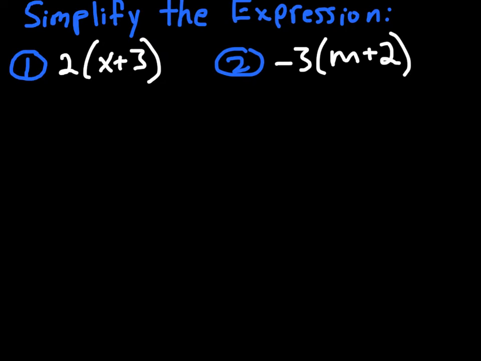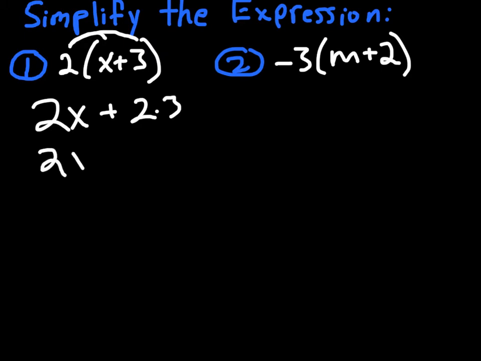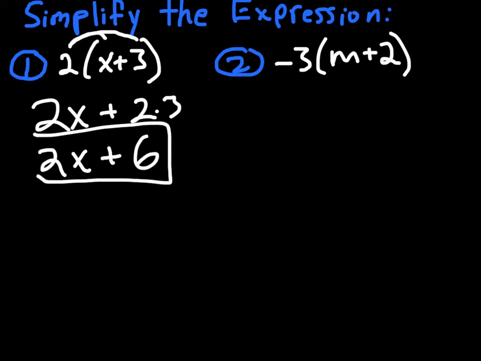So if we distribute this 2 to both the x and the 3, we're going to multiply it times x. We'll have 2x plus 2 times 3. Well, 2x, we're just going to leave that as 2x, 2 times x. But 2 times 3 we know is 6. So here we'll have 2x plus 6 is the answer.